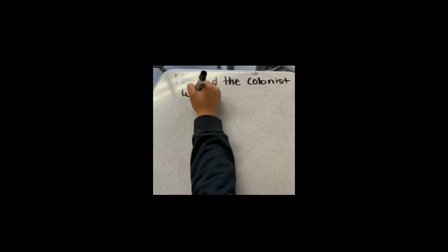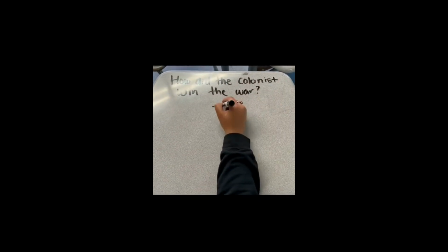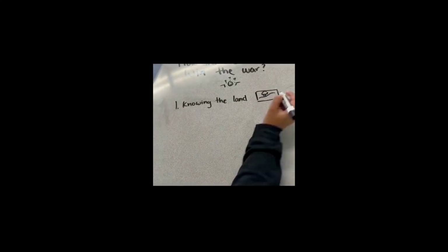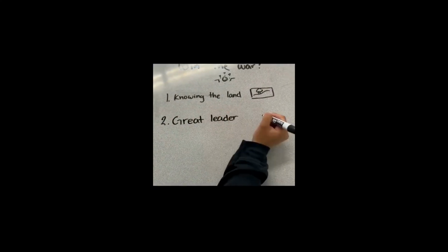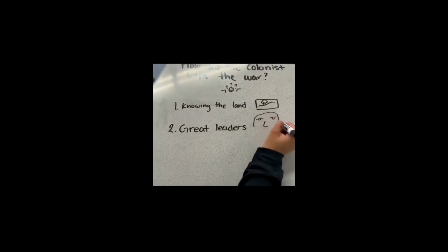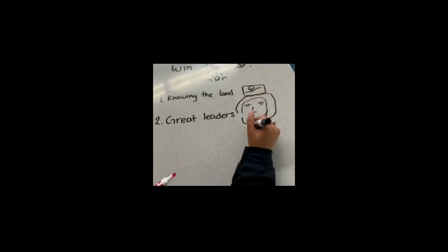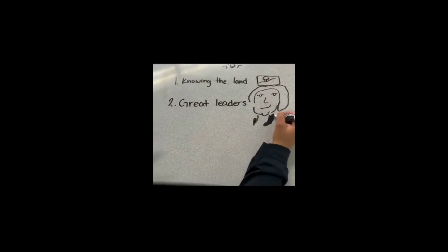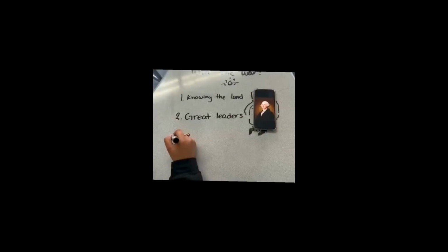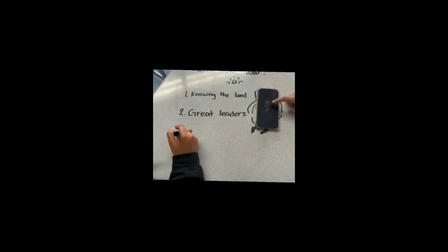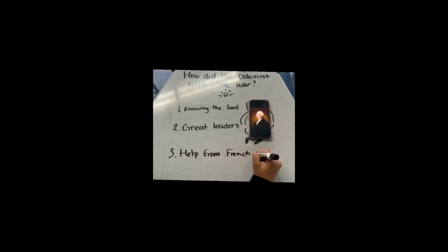Now the real question is, how did colonists even win the war? I know, really weird. Anyways, familiarity due to them living on the land gave them the win. Also, great leaders such as George Washington, with my great drawing of George Washington, by the way. No laughter. Don't know why they added the picture. Lastly, there was big help from the French after the Battle of Saratoga.